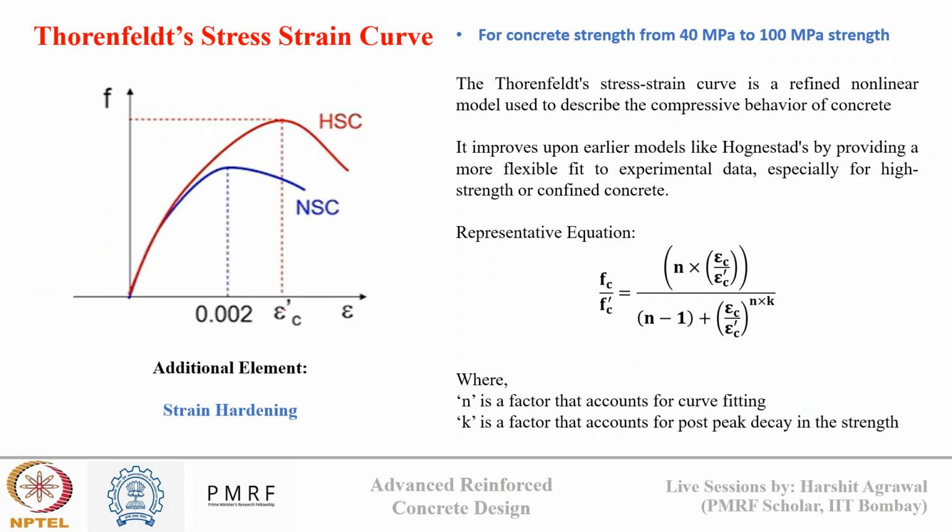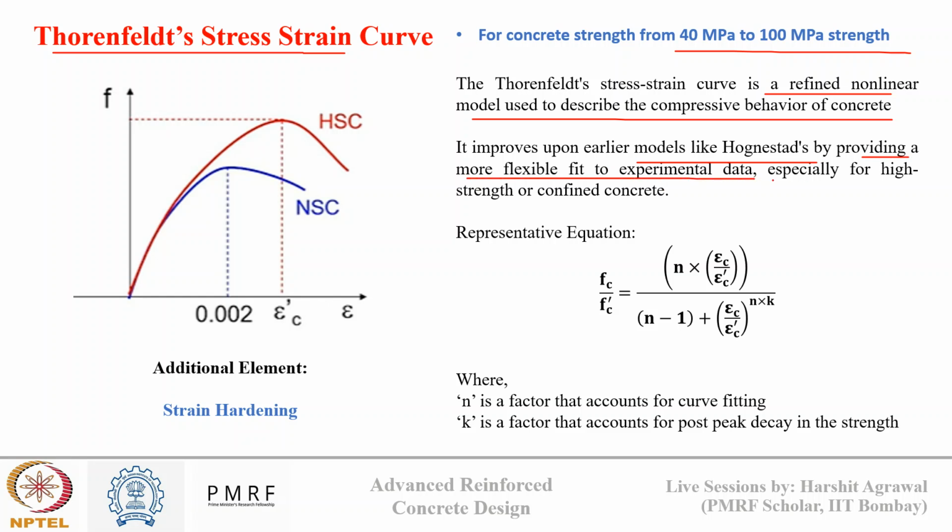Now, for concrete having strength more than 40 MPa up till 100 MPa, Hognestad profile is not suitable. So, we use Thorenfeldt's stress strain profile in such cases. So, this curve is like a refined non-linear model which is used to describe compression behavior in concrete, and it improves the earlier Hognestad model by providing a more flexible fit to the experimental data, especially for high strength concrete. Okay, this is especially needed for high strength concrete.